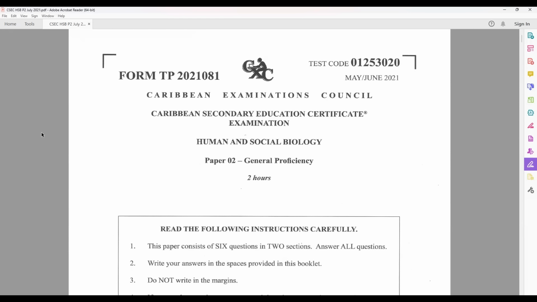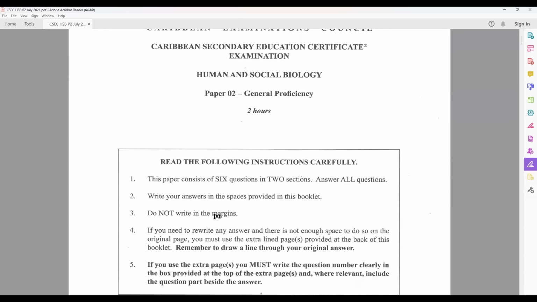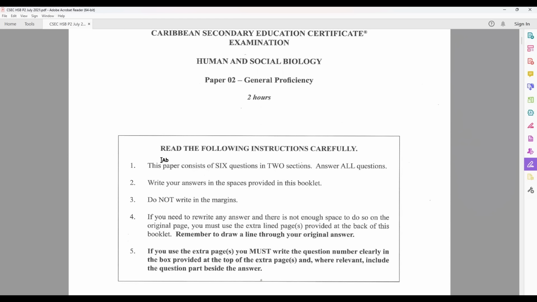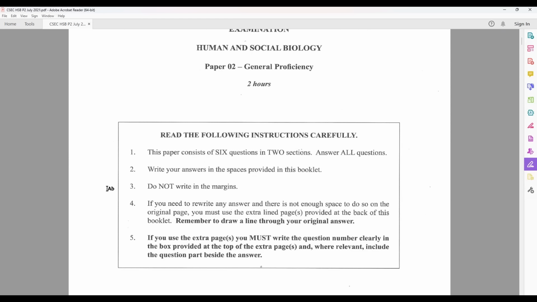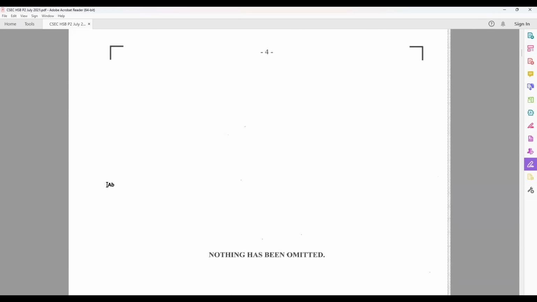This is a look at the June 2021 Human and Social Biology Paper 2, which starts off with the instructions. It lets you know that there are 2 hours to do the exam. You have to do all 6 questions, and the necessary usual instructions that you would expect in front of the paper. As we go on to begin the paper, we are greeted with "nothing has been omitted."